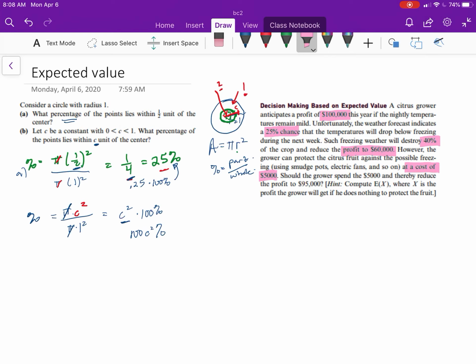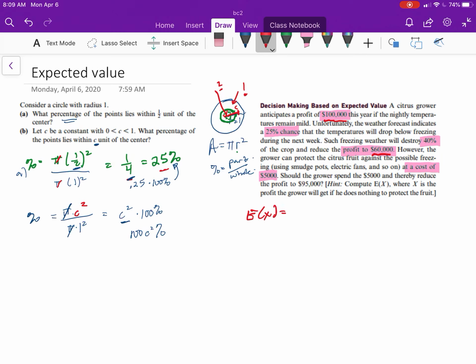Should they spend the 5,000, which will cut into their profit, or should they go ahead and gamble on the weather, make the full 100, not spend that 5? But if it fails, they only make 60. Oh darn, only 60. So what should they do? E of x, expected value.